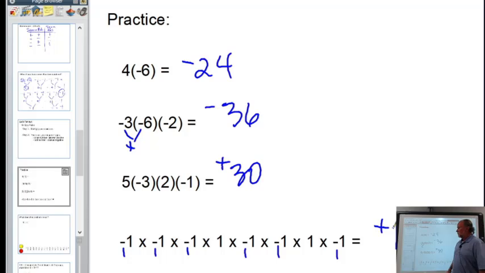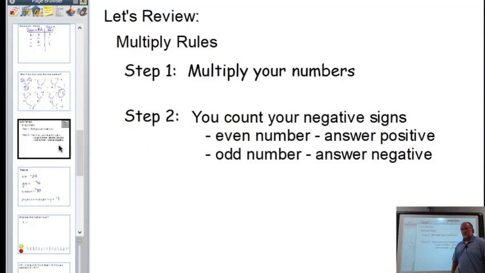And that's all there is to multiplying. 2 itty-bitty steps. Step number 1, multiply just like always. Step number 2, count only your negative signs. 1 negative makes it negative. 2 negatives make it positive. 3 negatives, well, the 2 make positive, but that 1's left out in the cold. Makes the whole thing negative. Okay, so kind of remember that.